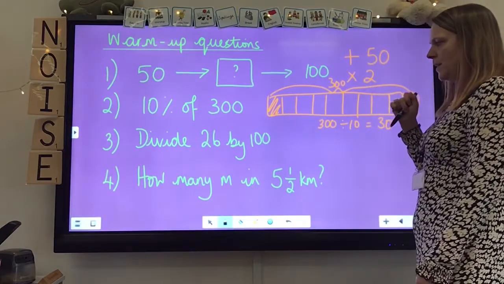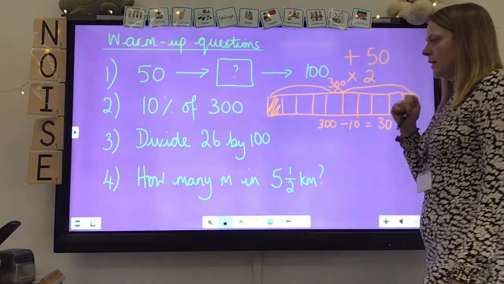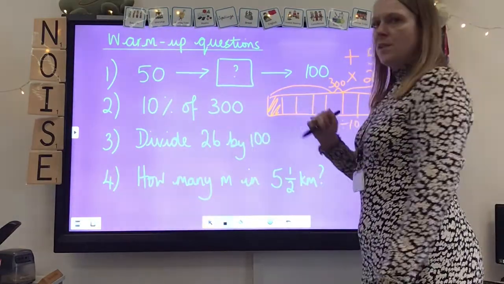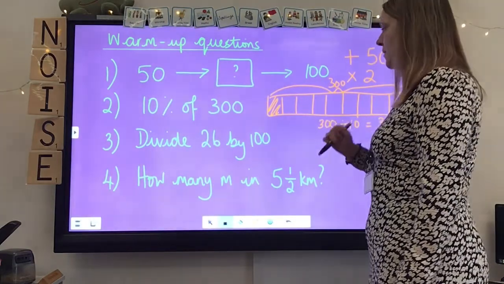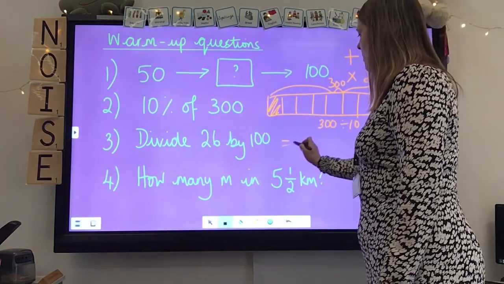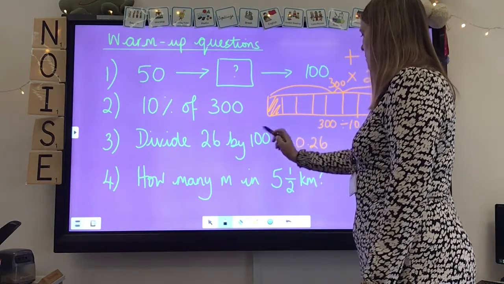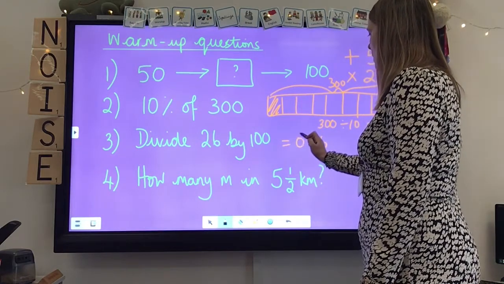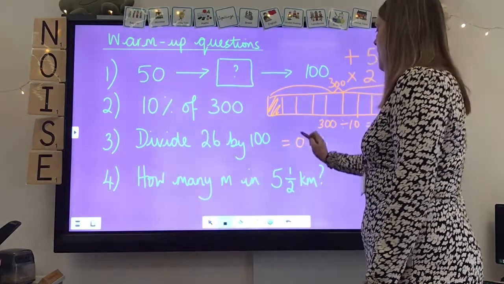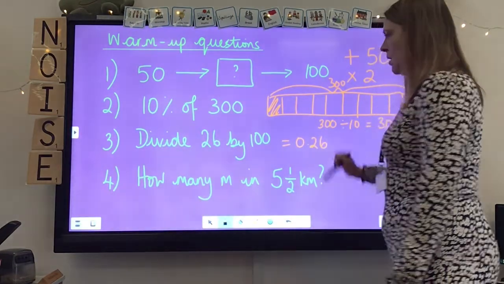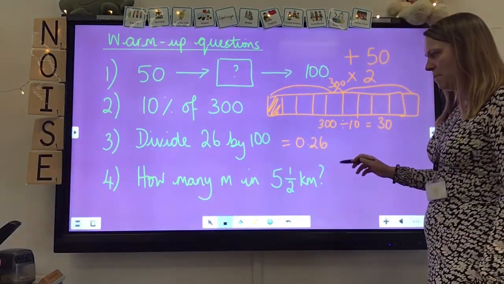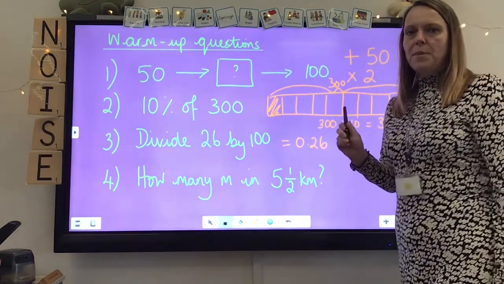Okay, divide 26 by 100. Okay, so again, we're moving all the digits 2 places to the right. So our answer becomes 0.26, because the 2 has moved from the tens to the tenths, and the 6 has moved to the hundredths.